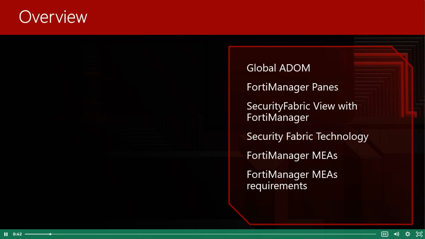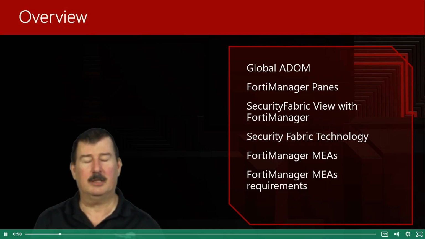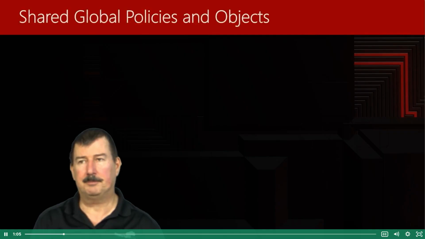So in that, you're looking at your global ADOM, and we've seen this when you open up your global ADOM, all the different panes, all the different FortiManager panes. So there's Security Fabric view inside the FortiManager. There's some different types of technology there, which we're going to discuss. And then there's a couple of MEAs. We're going to talk about those MEAs and management extensions and some of the requirements for the connectivity to be able to do that.